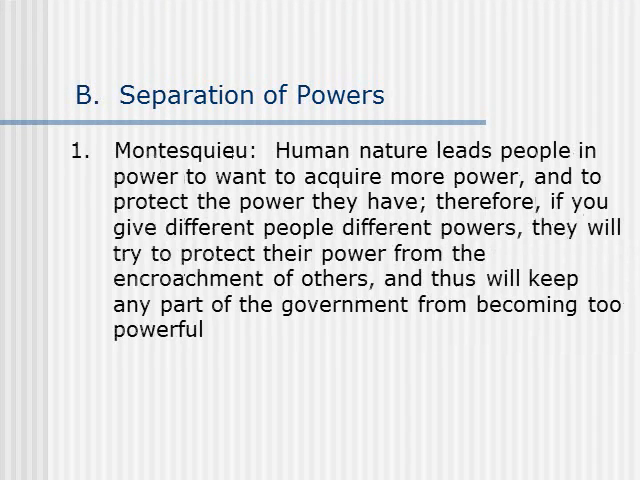Separation of powers. Montesquieu is the philosopher who came up with a really strong, coherent argument for separation of powers. He came up with this observing how well the British government worked compared to the French government at home, Montesquieu being French. He argues that human nature leads people in power to want to acquire more power and to protect the power they have. Therefore, if you give different people different powers, they will try to protect their power from the encroachment of others, and thus they will keep any part of the government from becoming too powerful.